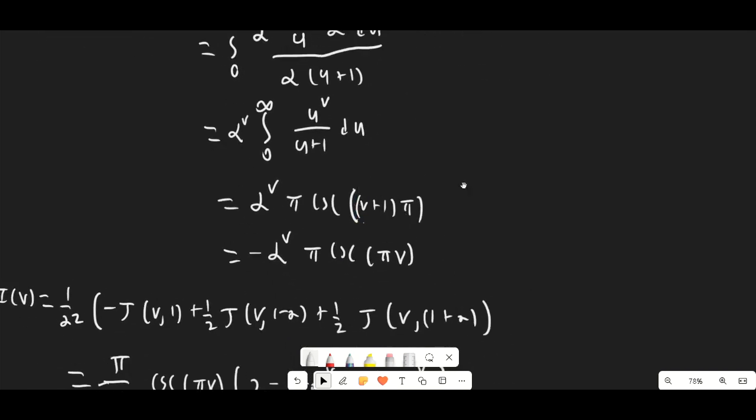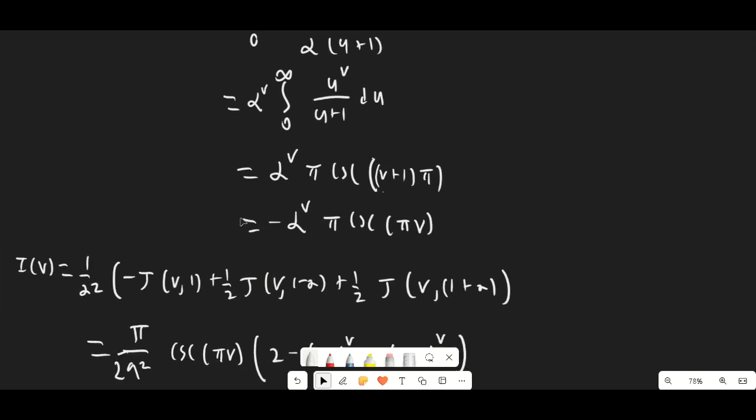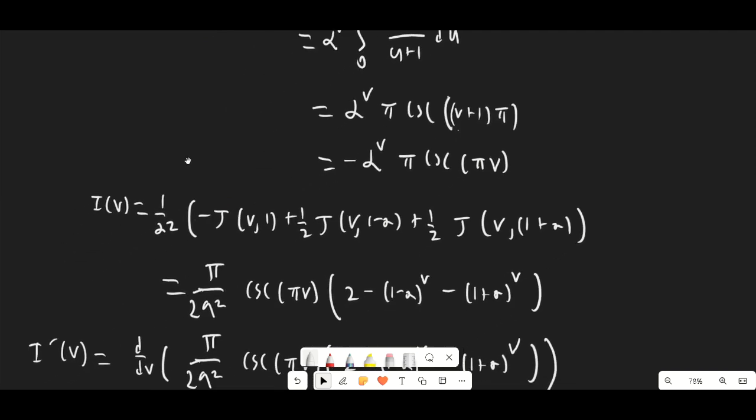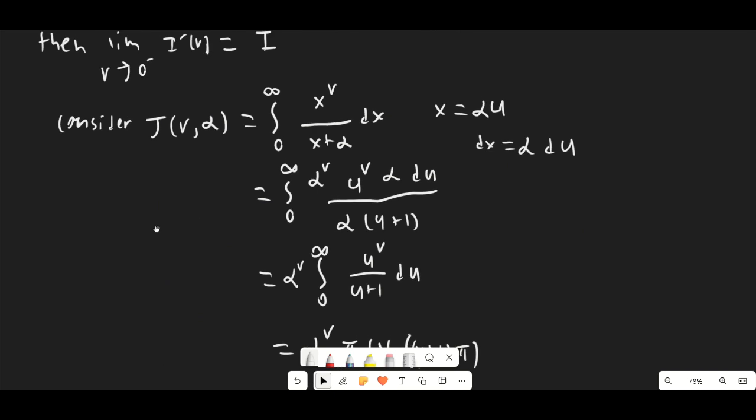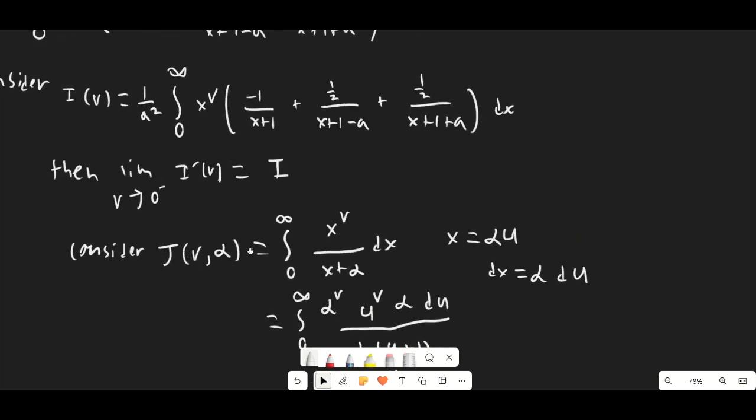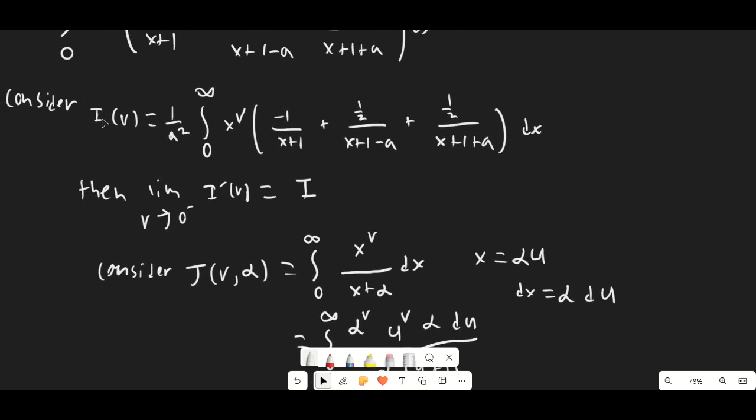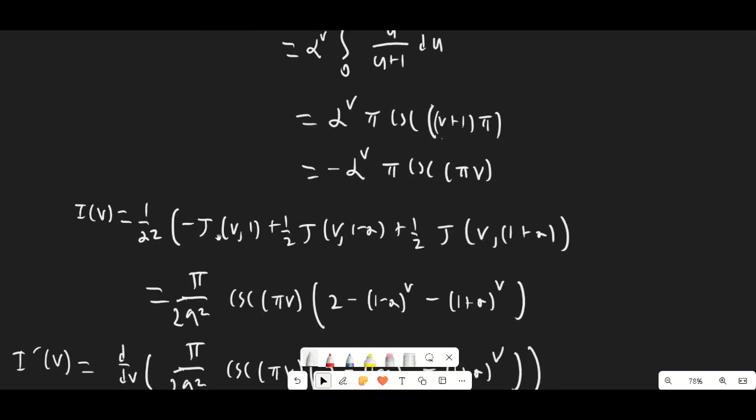Then simplifying, because cosecant of pi plus x is just negative cosecant of x, we get that our integral J of v and alpha is negative alpha to the v times pi cosecant pi v. Then this looks kind of daunting, but all I did was plug in our definition for J of v and alpha and our function I of v up here. So you see we have minus 1 over x plus 1 plus 1 half x plus 1 minus a, so that just matches up with everything down here.